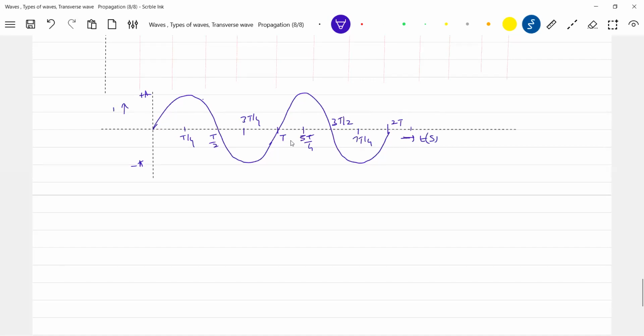Okay, a student plots a y of t graph of a point on a rope. What is the YT graph? How the displacement of a point on a rope varies with time is given by the YT graph. So the YT graph gives the displacement of a point, not many points, of a point, with time, with respect to time.